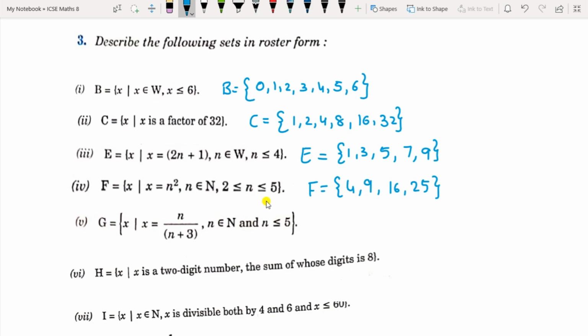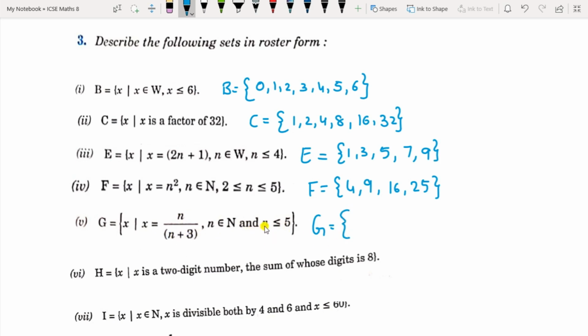Then G will be x such that x equals n upon n plus 3, where n is a natural number and n is less than or equal to 5, meaning 1, 2, 3, 4, 5. Substitute the value of n and whatever answer you get, you have to write it here.